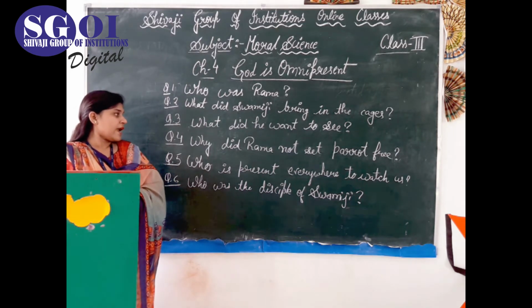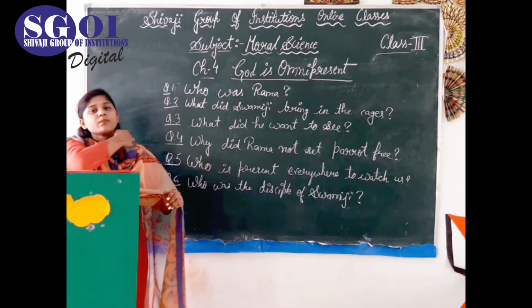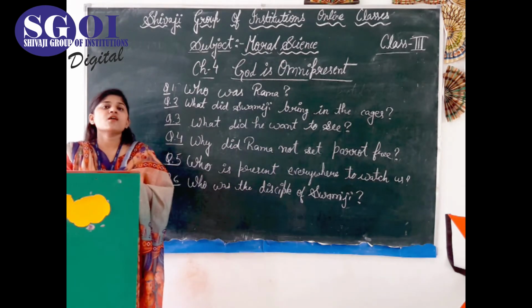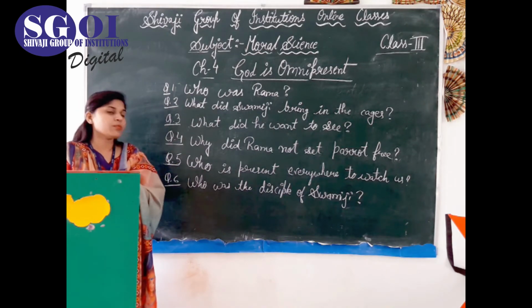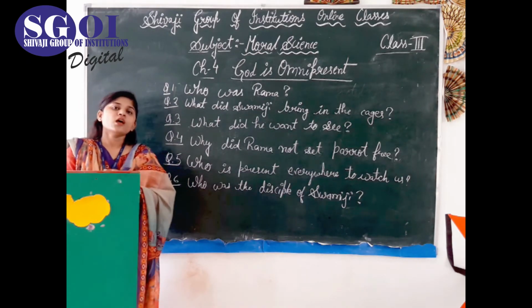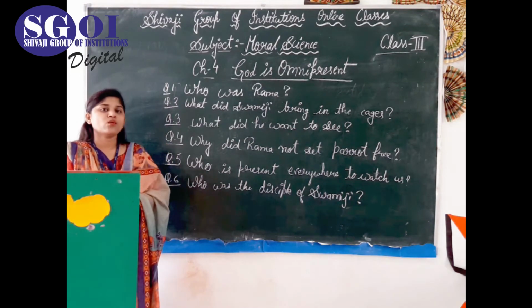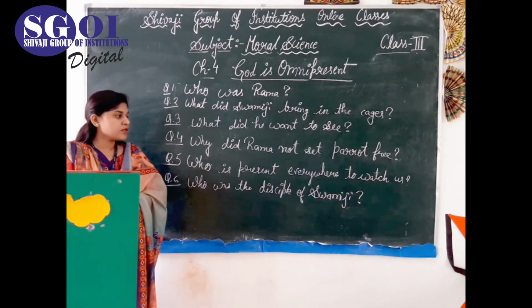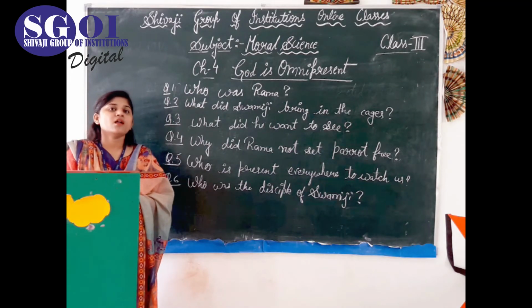Question number 4 is, why did Rama not set parrot free? Because he felt that all the time he was watched by someone. Question number 5 is, who is present everywhere to watch us? Answer is, God is present everywhere to watch us. Question number 6 is, who was the disciple of Swamiji? Rama. Rama was the disciple of Swamiji.